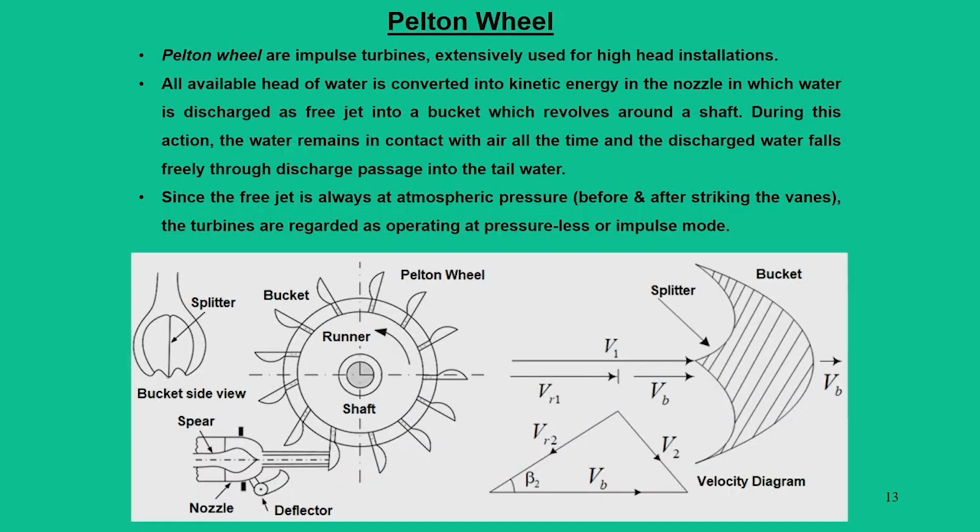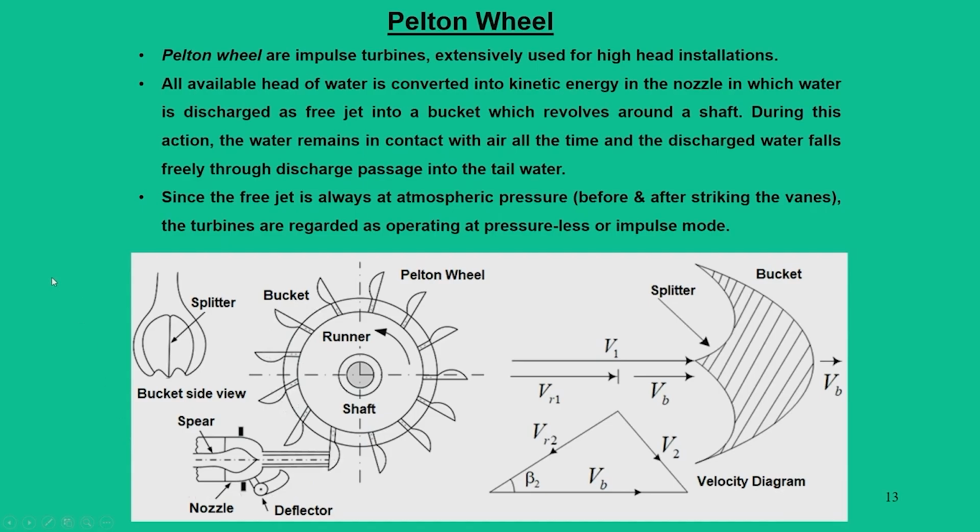Now, let us move on to the first class of turbine, which is called Pelton wheels. So, the summary is that these are impulse turbines, they are used for high head installations. The main working principle is that whatever available water is there is first converted to kinetic energy in a nozzle, and this nozzle discharges a free jet of water that hits the bucket, which revolves around a shaft. So, this figure says that we have a shaft, and across the shaft there is a runner. This runner uses the bucket, these are buckets.